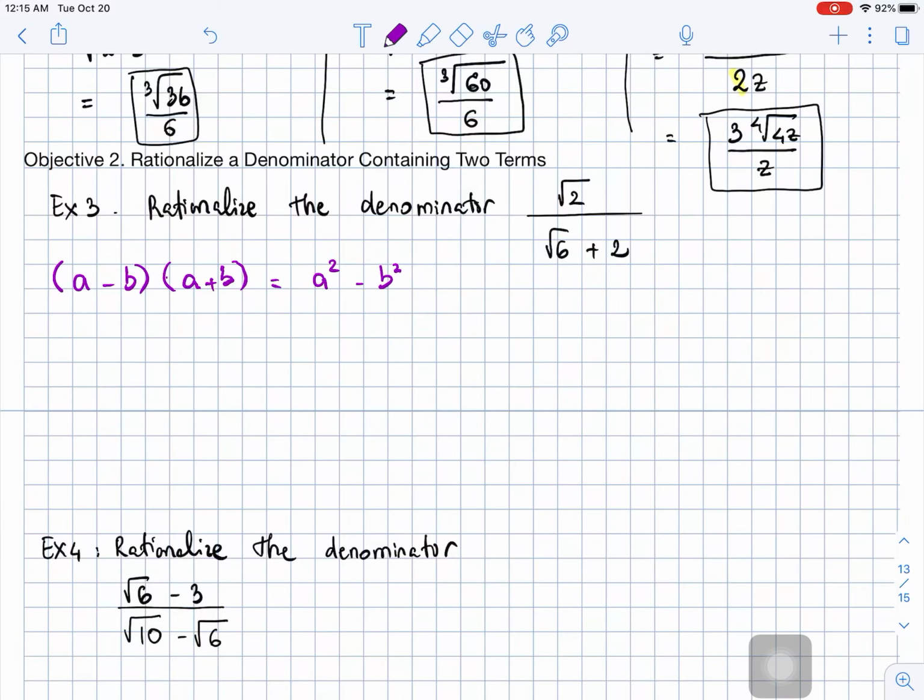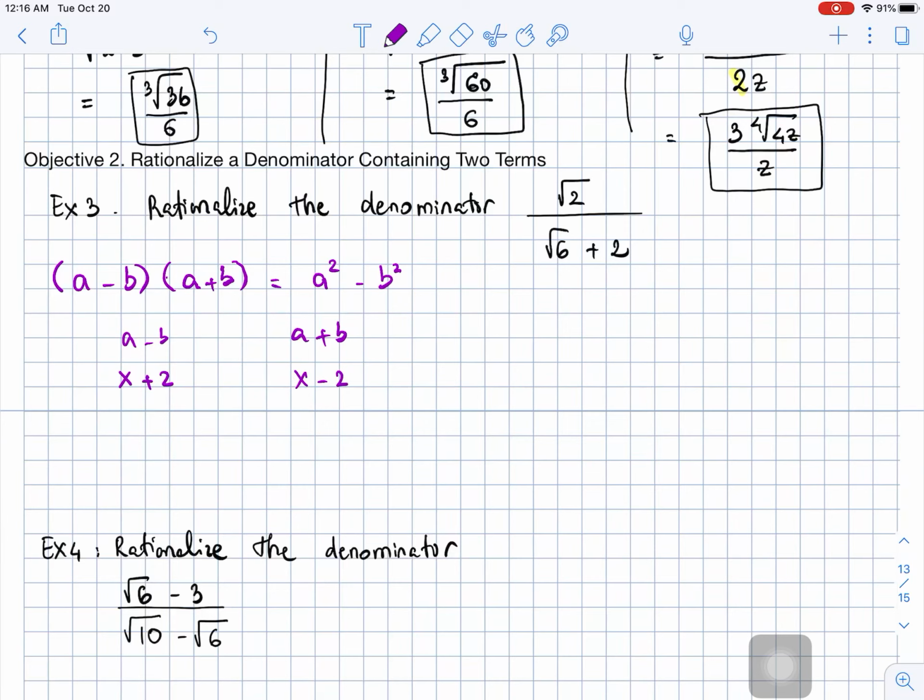Objective number 2. Rationalize a denominator containing two terms. So mainly we are going to use the formula. We recall that if we have a minus b times a plus b, then the answer is a squared minus b squared. So we have two terms, that is square root of 6 and 2. We will apply this formula.